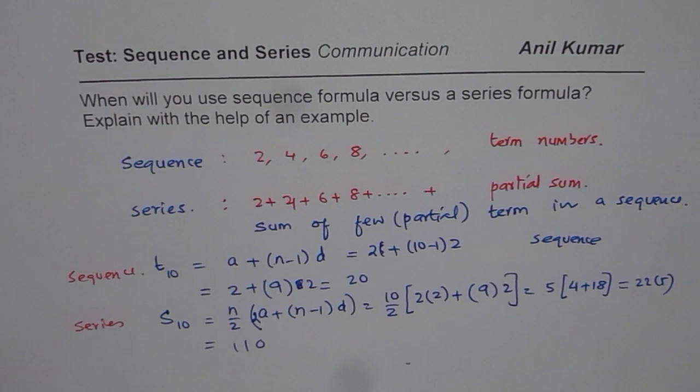So remember one thing. Whenever we talk about series, it is sum of a sequence. And whenever we're talking about a sequence, we are trying to say that the terms are arranged in a particular fashion, which follow a pattern. So that is what the main difference is.